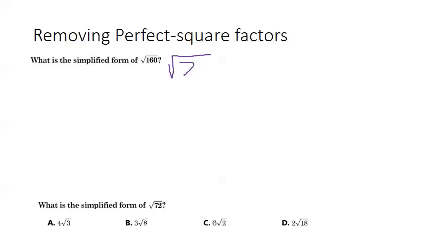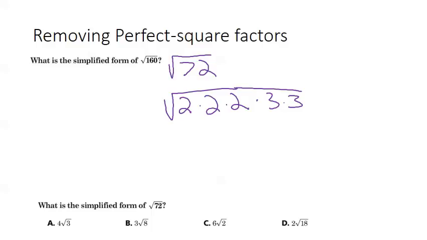So 72, we can break it down into 2 times 2 times 2 times 3 times 3. There are many ways to do that, but basically break it down into factors and then break those factors down and so on and so on. I know that 72 is 8 times 9. 8 is 2 times 2 times 2, and 9 is 3 times 3.